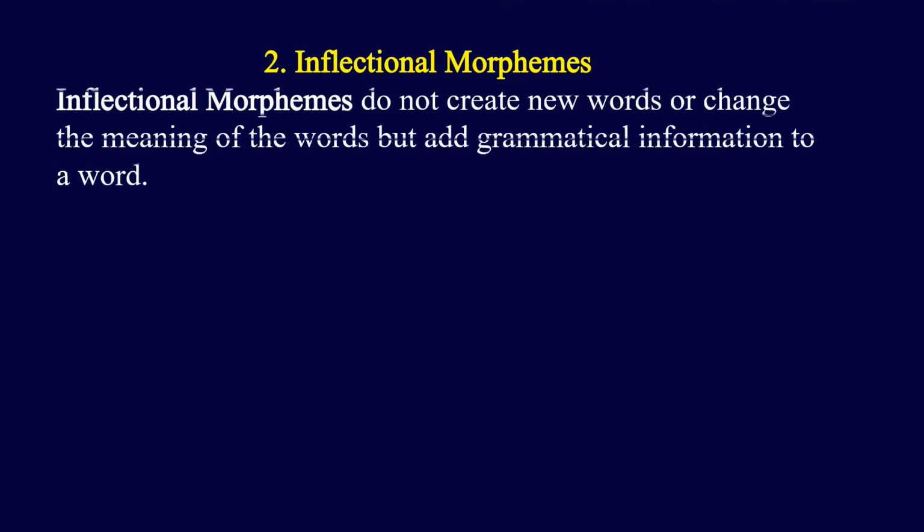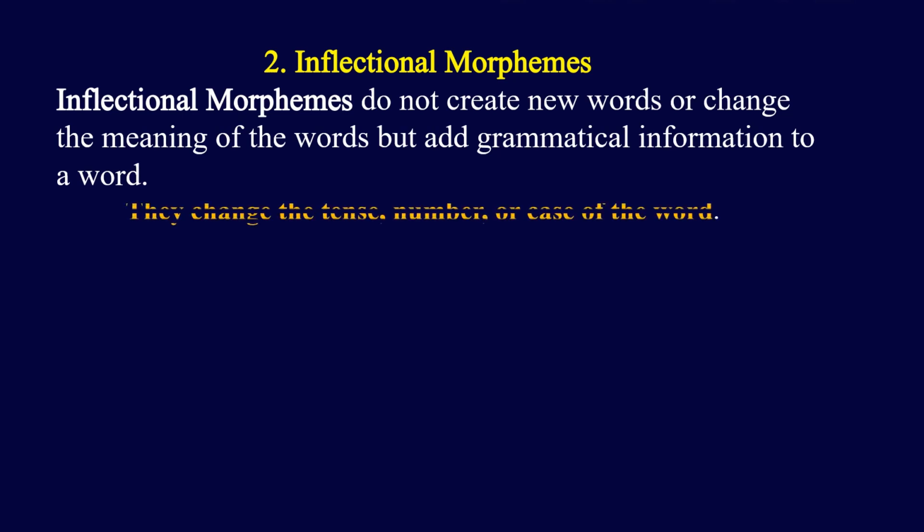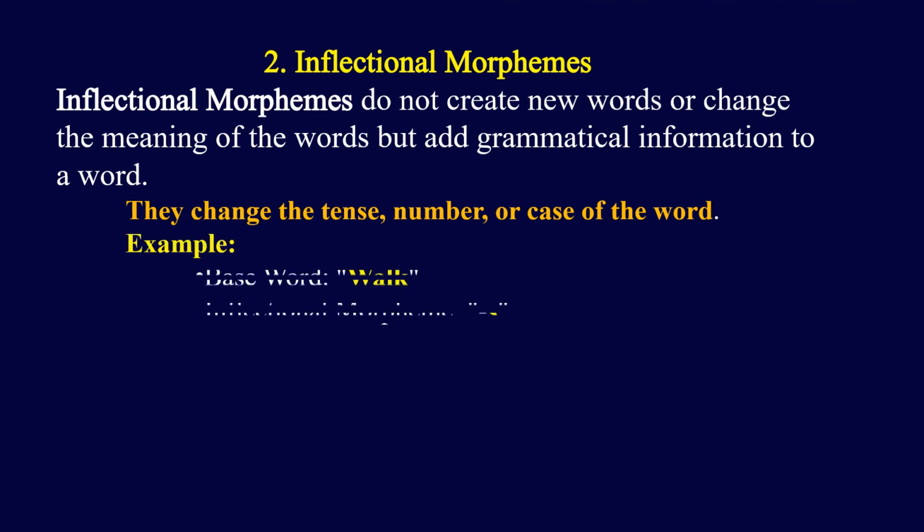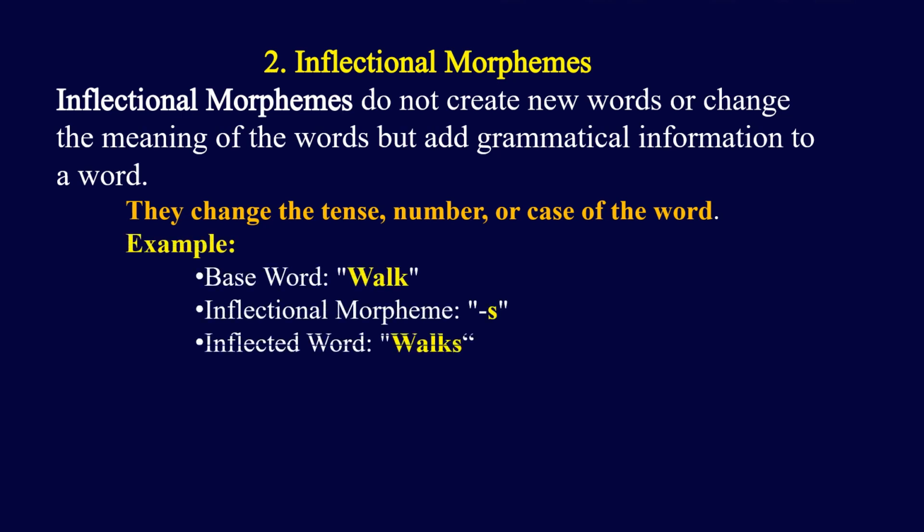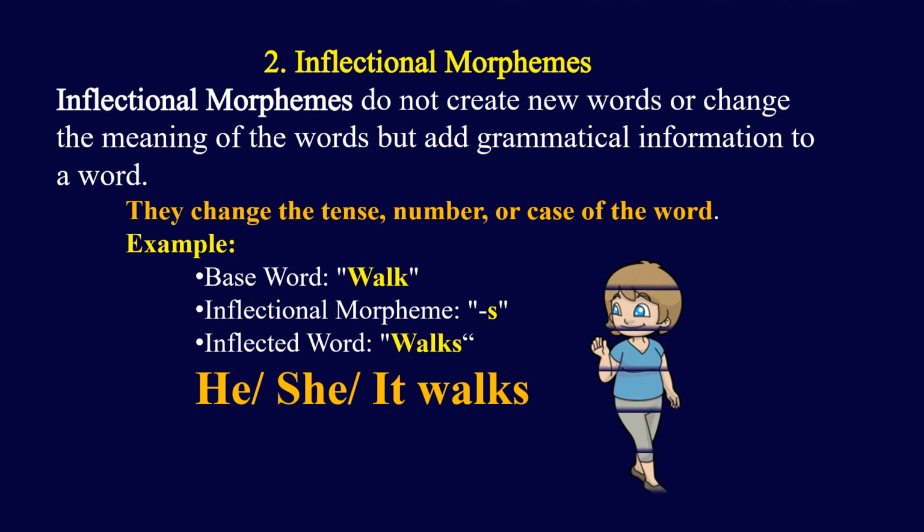The second type of morphemes are inflectional morphemes. These morphemes don't create new words or change the meaning of the words, but they add grammatical information to a word, like they change the tense, number, or case of the word, but they don't change the core meaning of the word. For example, base word walk, inflectional morpheme s, creates inflected word walks. In this case, the base word walk remains the same, but the inflectional morpheme s is added to show that it's in the third person singular form, indicating that he, she, or it walks.